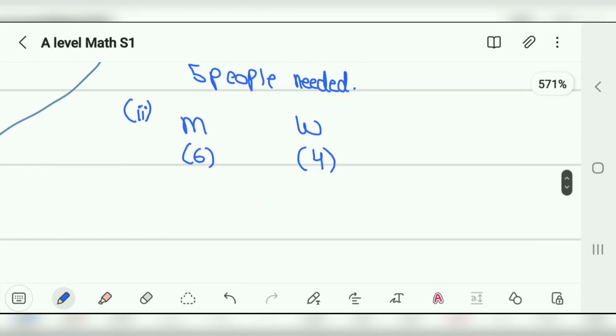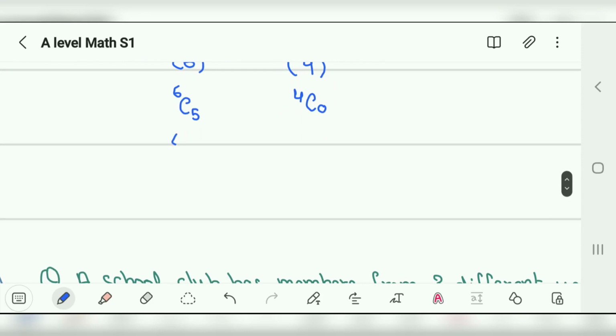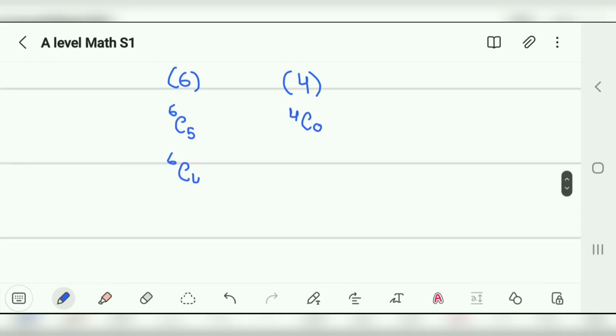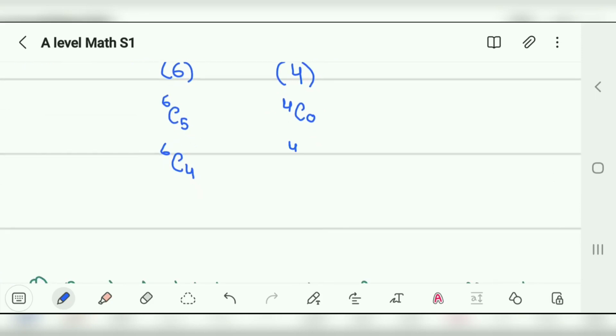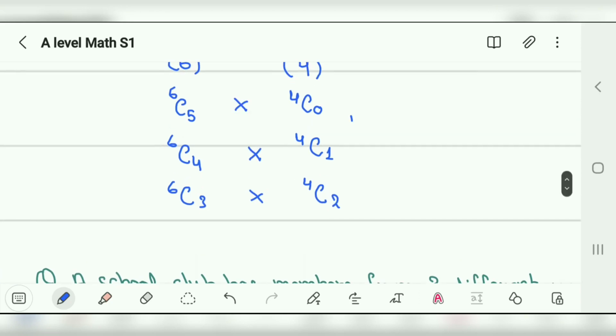So let's start with more men than women. So 6C5 4C0, selecting all 5 men and 0 women. Then we could just do 6C4 4C1, 6C3 4C2, and that's it. Plus. Okay, add them up, multiply them, add them up, and you got the answer.